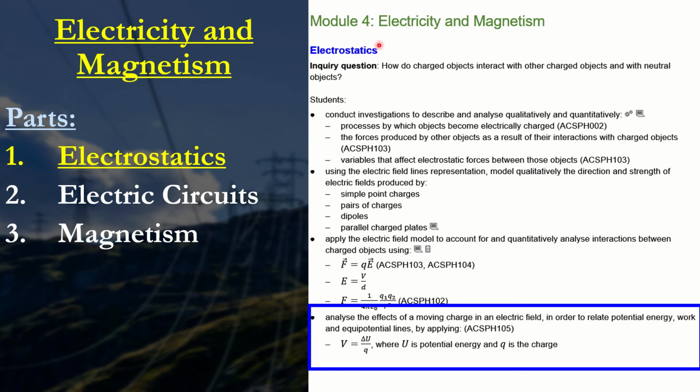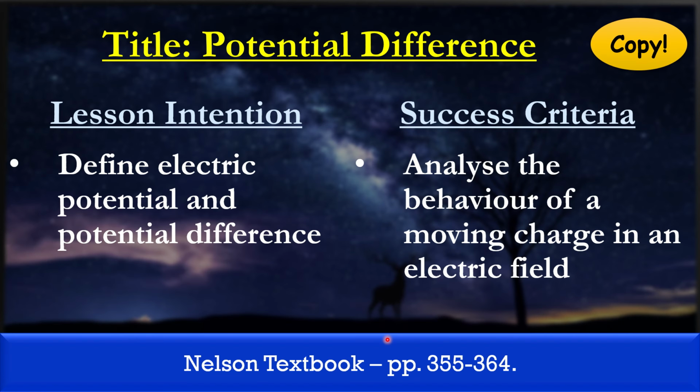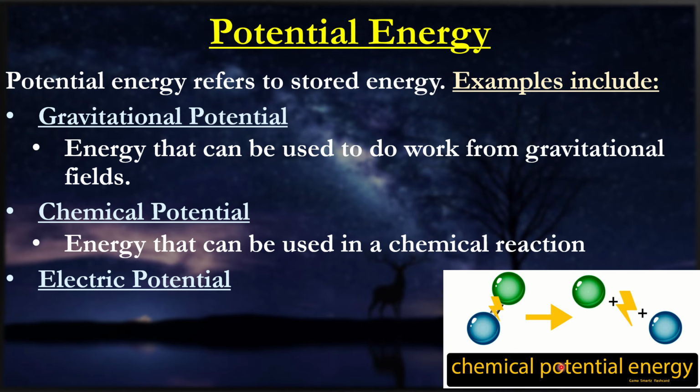My name is Mr. Wong, and today we're going to be talking about Module 4, Electricity and Magnetism, with a focus on Inquiry Question 1, Electrostatics. I'm going to go through the last dot point, which is to analyze the effects of a moving charge in an electric field, relate that to potential energy, and also equipotential lines. So what you will need to know today is, understand what we mean by the definition of electric potential and potential difference. We're going to analyze the behavior of a charge moving through an electric field. The page references that you'll need are these from your textbook if you want additional reading, and let's go.